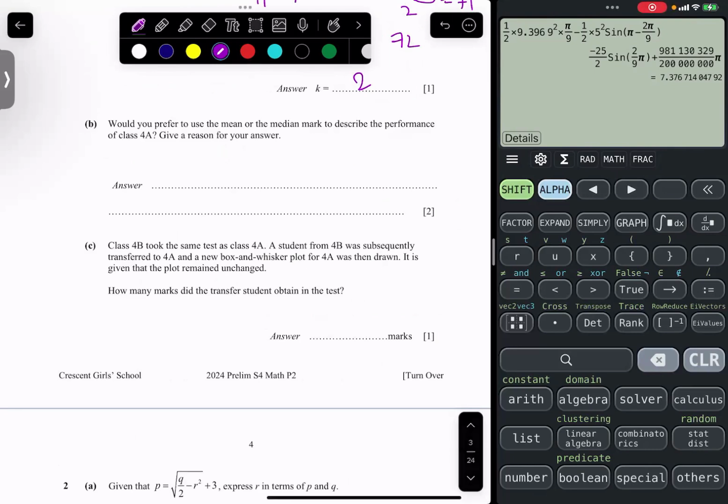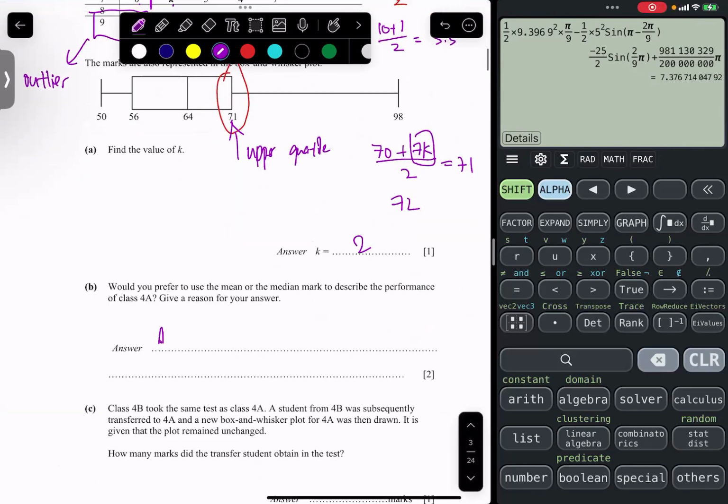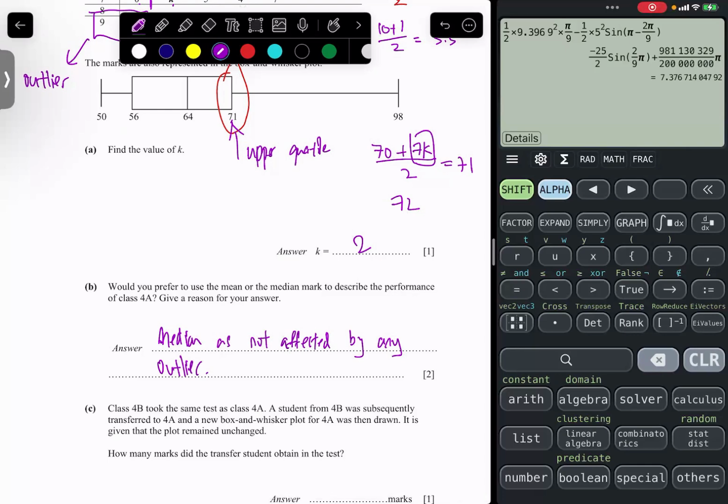Would you prefer to use the mean or the median mark to describe the performance of class 4A? Give a reason for your answer. Okay, looking at this, this caught my eye. This is what we call an outlier. So I will prefer to use the median, as the median is not affected by any outliers. So it just gives us a central position.